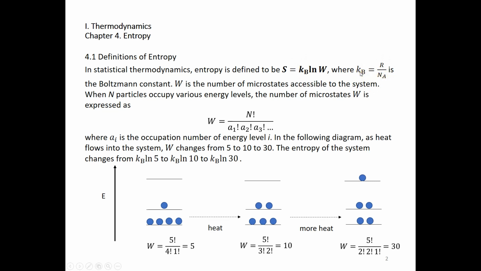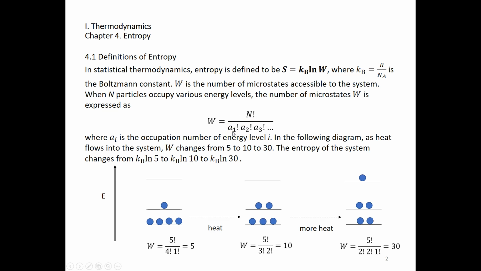K sub B is 1.38 times 10 to the power of negative 23 joule per Kelvin. If we have n particles occupying various energy levels, we can compute the number of microstates accessible to the system. This uppercase W is n factorial divided by a1 factorial, a2 factorial, a3 factorial, etc. This n again is the total number of particles.